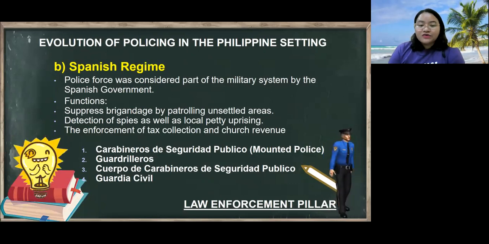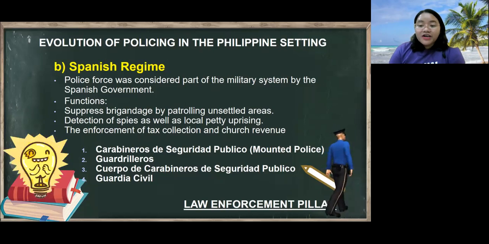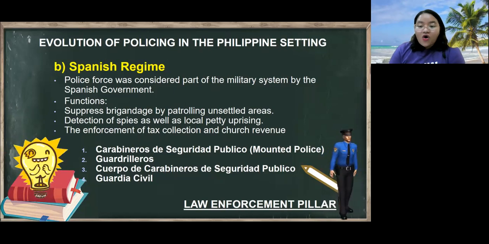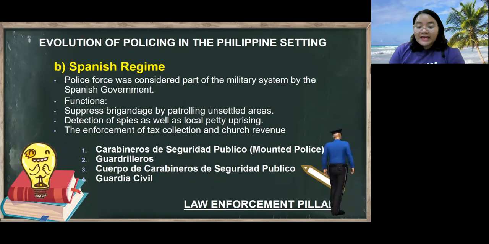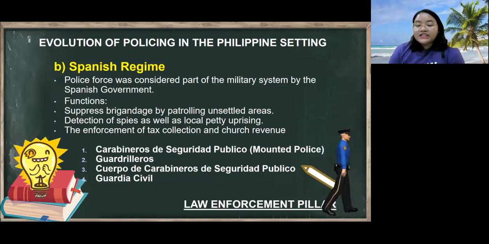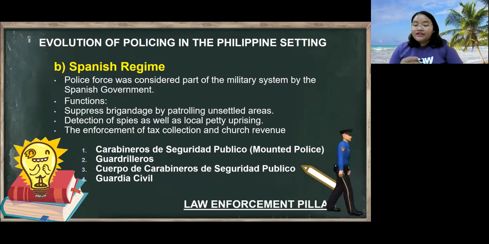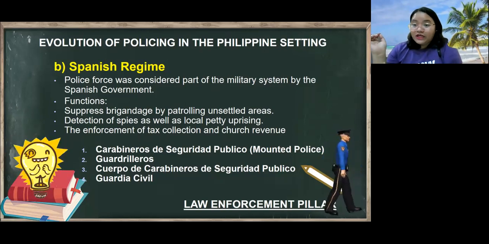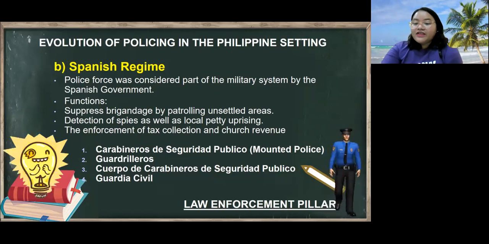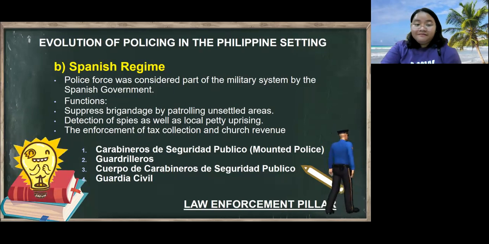Right after the Carabineros de Seguridad Público was the Guardieleros. The Guardieleros refers to the body of rural police organized in every town, and it was created by virtue of a royal decree on January 8, 1836. It was composed of 5% able-bodied male inhabitants of each town or province, with a tenure of service of about 3 years. The functions of these guardieleros were the following: they guard the municipal tribunals, they do patrolling, they guard the prisons, they also guard the mountains or buildings, carry mail, and also maintain peace and order.